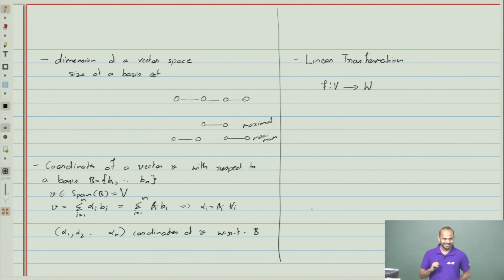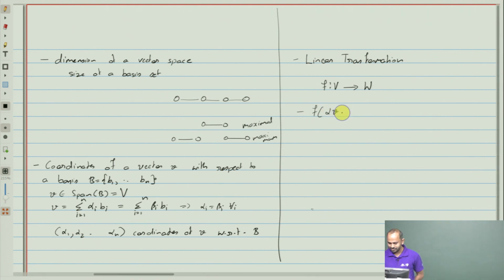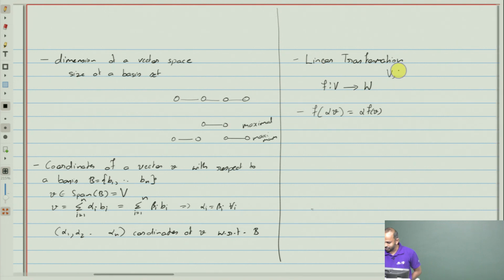What are the properties? F of say alpha v should be equal to alpha of f v, if I remember correctly. So, for this to work, we need a few things. We need V and W to be F vector spaces, both of them vector spaces with respect to the same field. V comma W are F vector spaces.